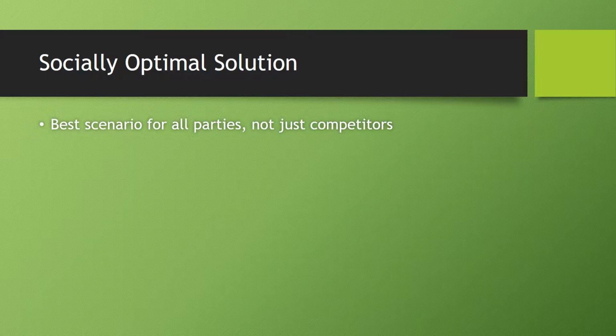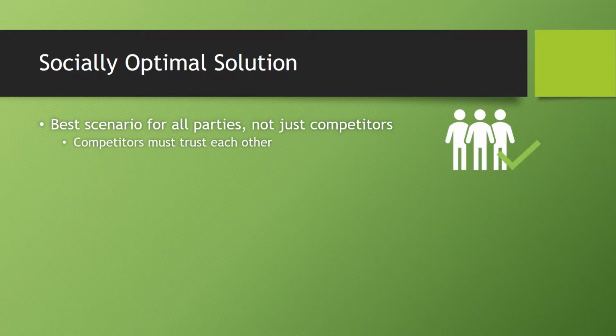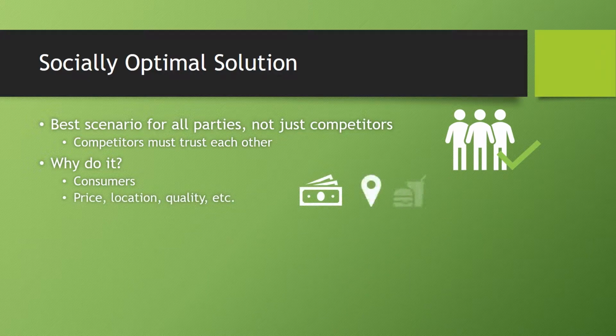The market share for each party could even be the same as when employing the Nash equilibrium. However, each party is trusting that the other will stay the course to remain in this state. So why do it? What's the benefit? The answer is consumers. This is the best solution for them in terms of price, location, or quality.